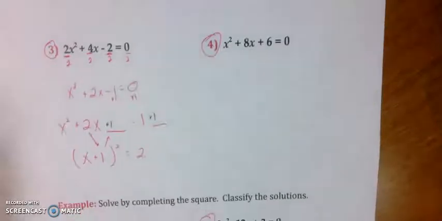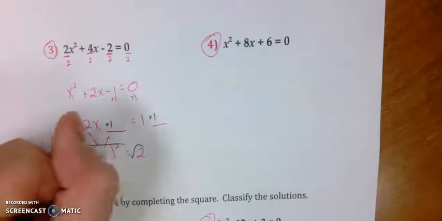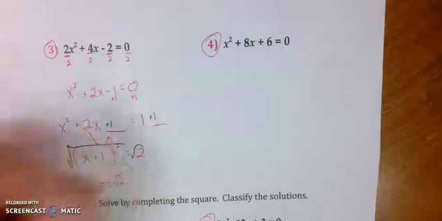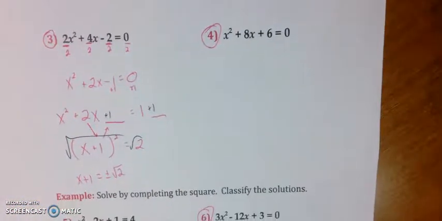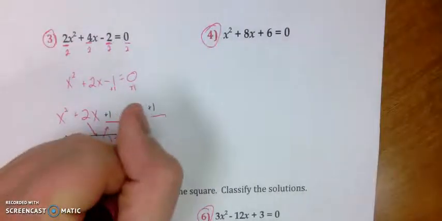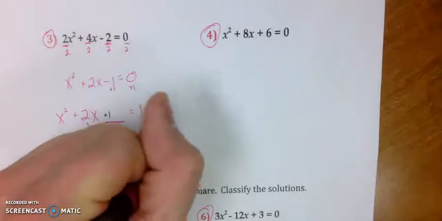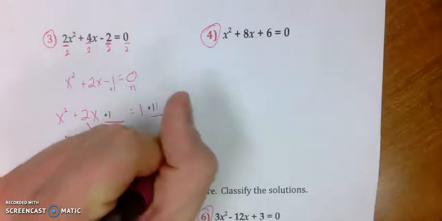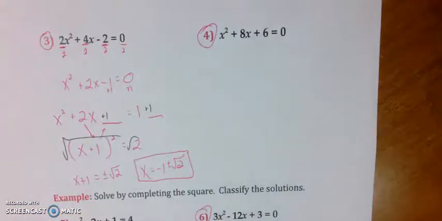Well, this becomes a problem that we've been solving earlier, right? Square root each side. So I've got x plus 1 equals positive or negative rad 2. And then to get x by itself, I'd move the 1 over, so negative 1 plus or minus the square root of 2. And that's about as pretty as I can make it.